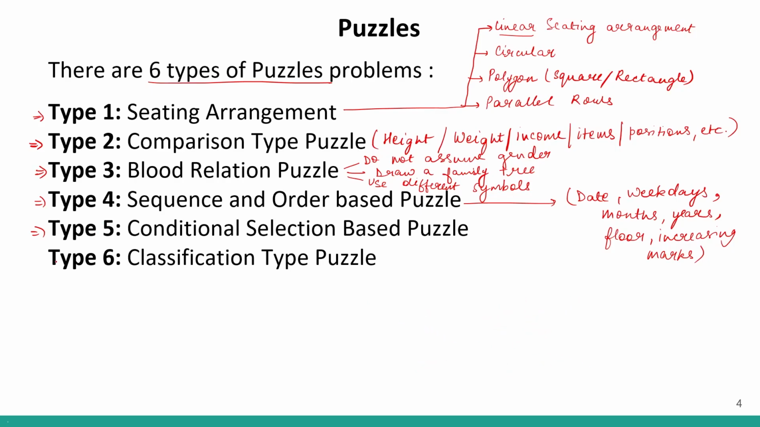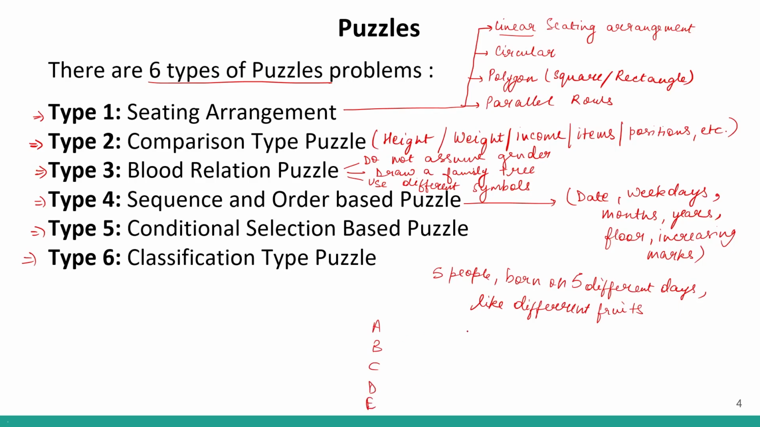The next type is classification type puzzles. Classification, again, let's say there are 5 people, okay? 5 people born on 5 different days, okay? And they like different fruits. Basically, this is very similar to tabulation. That is also a chapter we will do. They all like different fruits. So now let's say there are 5 people, A, B, C, D, E. They are born on different days. This one is born on Monday. He is born on Tuesday, let's say Friday. He is born on Sunday.